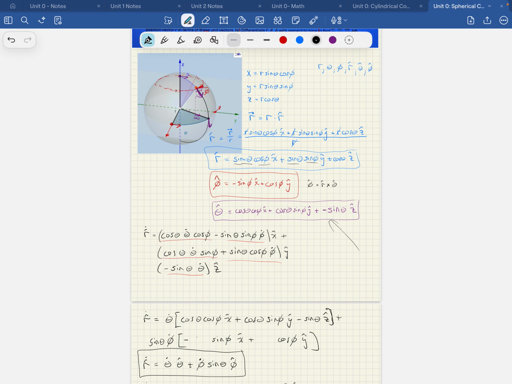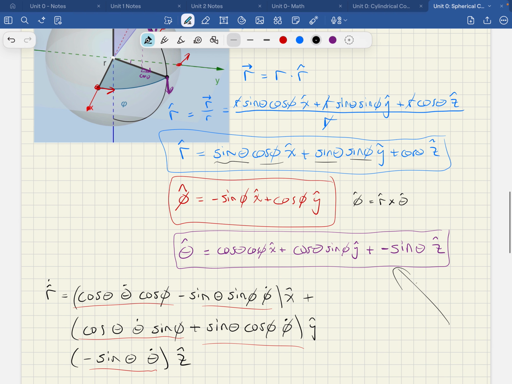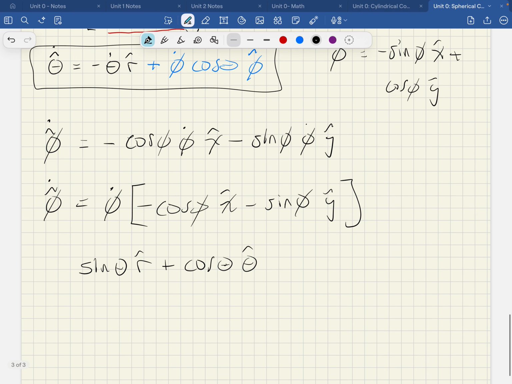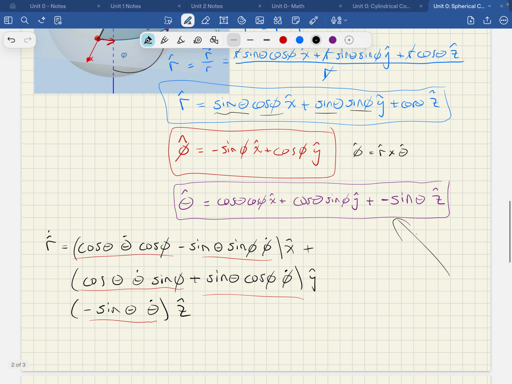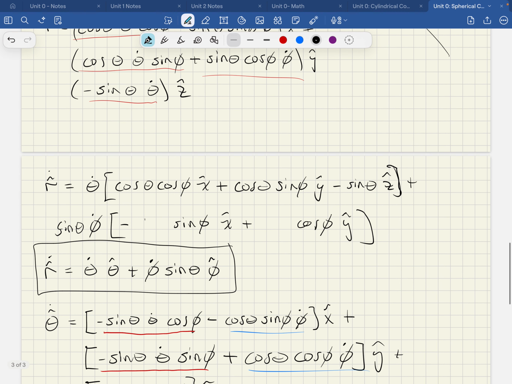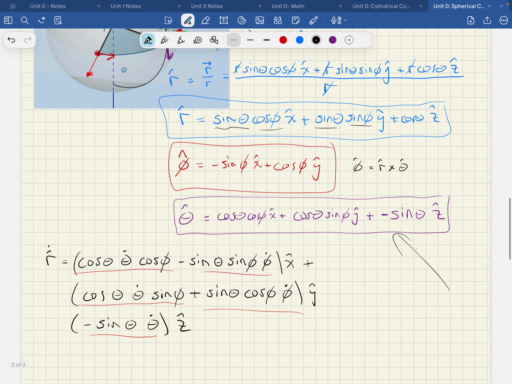Now, why would I do that? Well, because r hat has sine theta in it, and if I multiply it by sine theta, I'm going to end up with sine theta squared. Theta hat has cosine theta in it. If I multiply it by cosine theta, I'm going to end up with cosine theta squared. And then if I add them together, sine squared theta plus cosine squared theta is going to add up to 1. So this might work. Okay. So I need sine theta times this plus cosine theta times that.